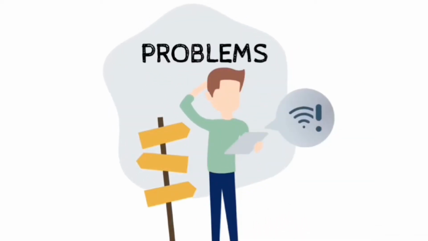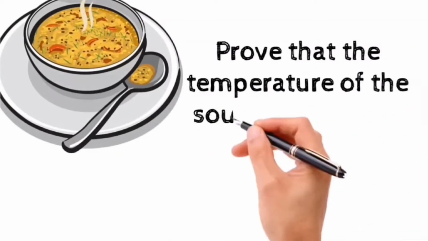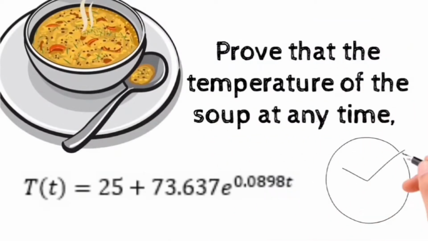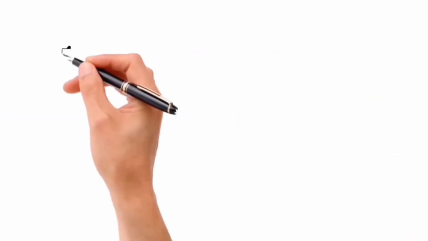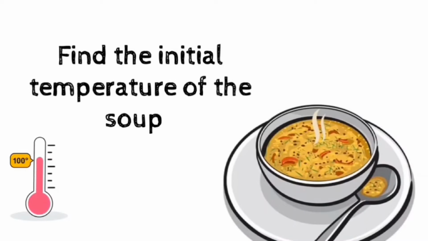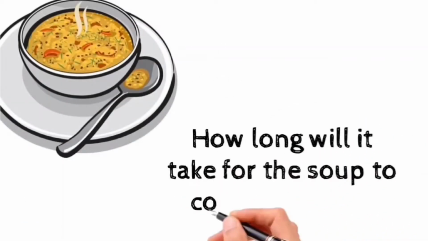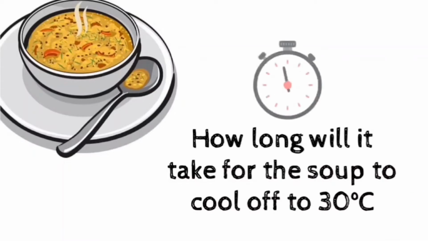The problems are: firstly, prove the temperature of the soup at any time. Secondly, find the initial temperature of the soup. Lastly, how long will it take for the soup to cool off to 30 degrees Celsius?